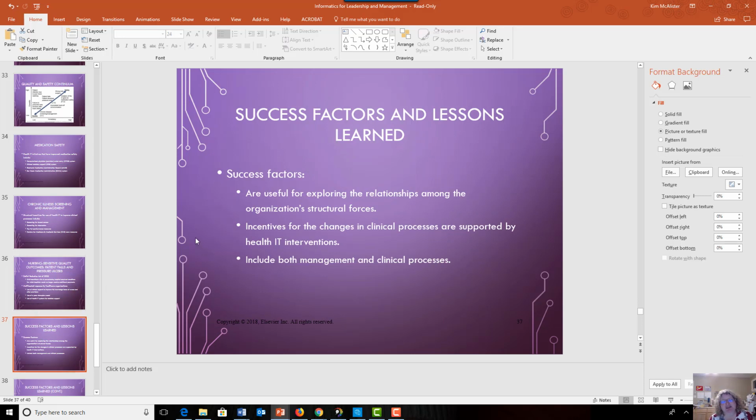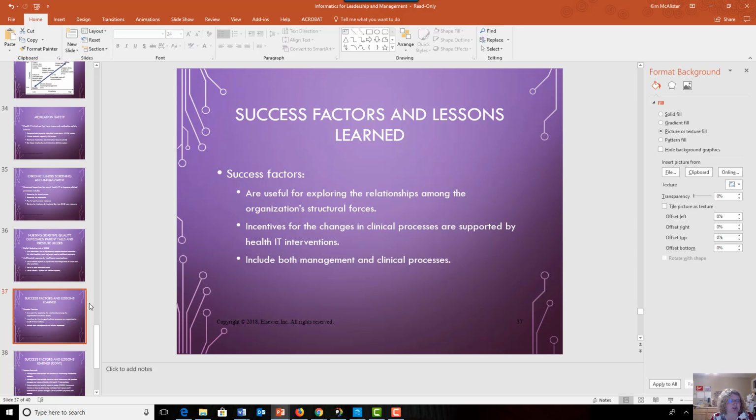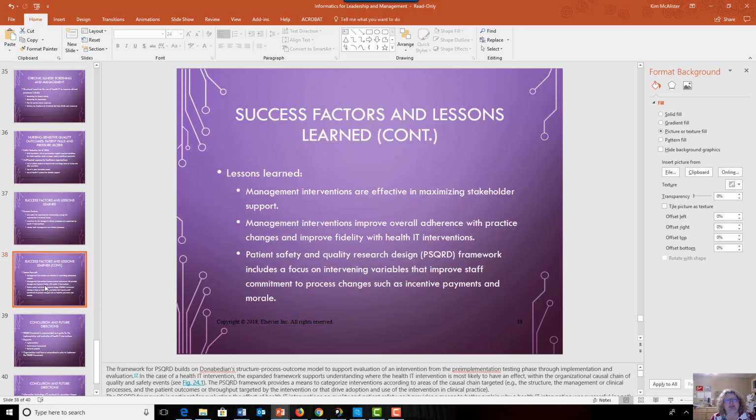So it also tracks our success factors and looks at the things that are helped and supported by IT, and that's both on the management side and the clinical side. So it can look at how many days you went without an accident, or how many patients were admitted and discharged within the time that was expected or allotted for that particular disease.